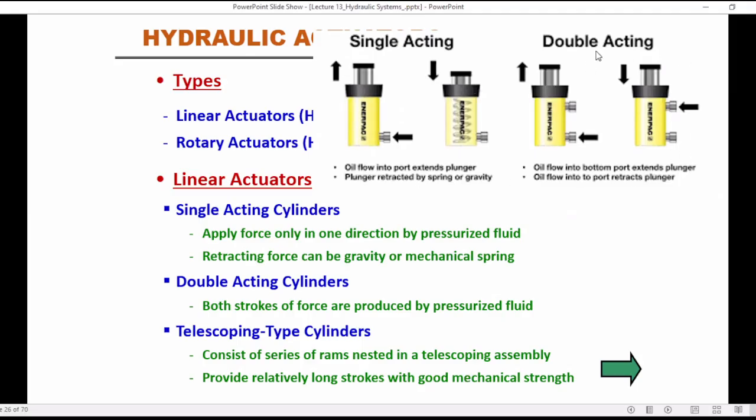Then in the double acting cylinder case, we need to provide two pipelines to our cylinder. When you inlet pressurized hydraulic oil from this line, this piston will move in the forward direction, and when you inlet pressurized fluid from this direction, this piston will move in the down direction.